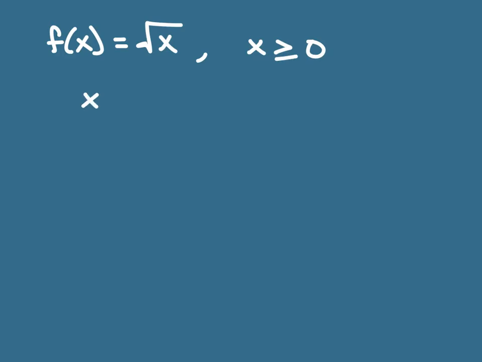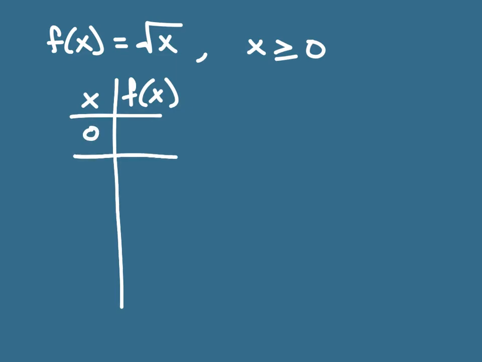And so if we're choosing x values for this function, what I want to do is choose the value 0. I'm going to choose the value of 1. I'm going to choose the value of 4, and I'm going to choose the value of 9. Now, I've chosen these values for this function because I want to make sure that I can take the square root of these numbers. That's why I chose 1, 4, and 9, because those are numbers I can take the square root of.